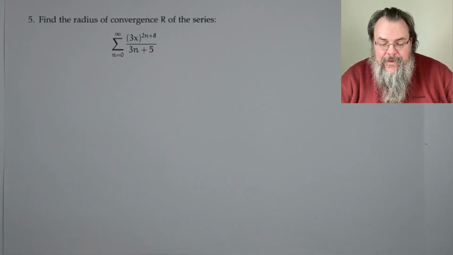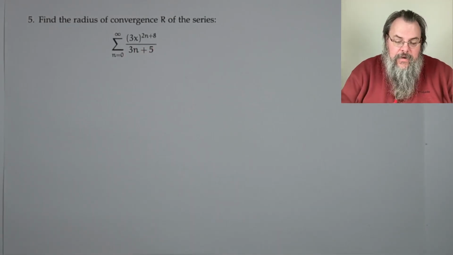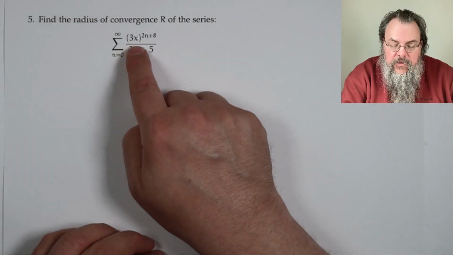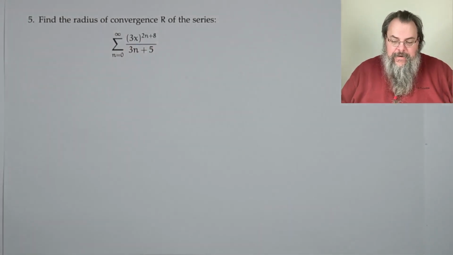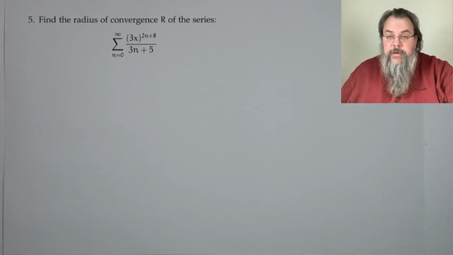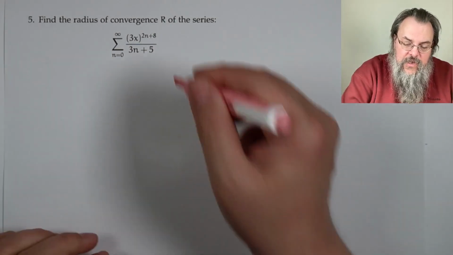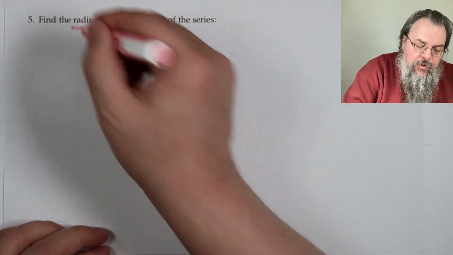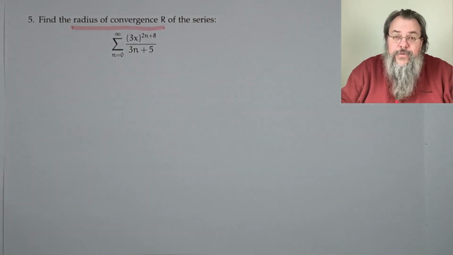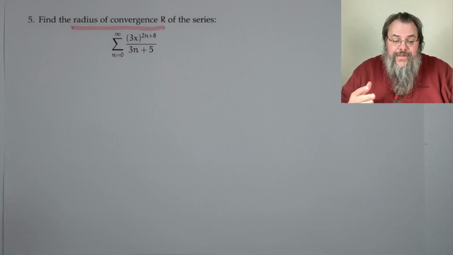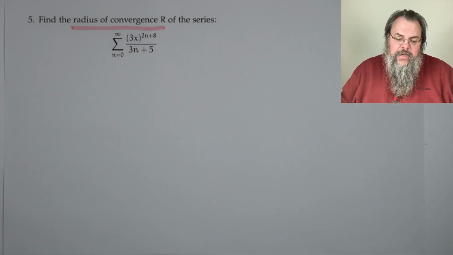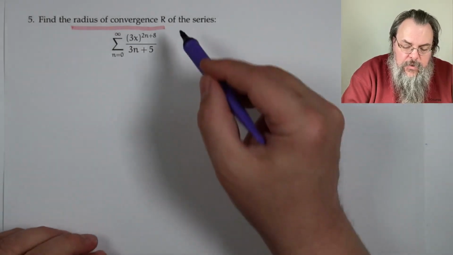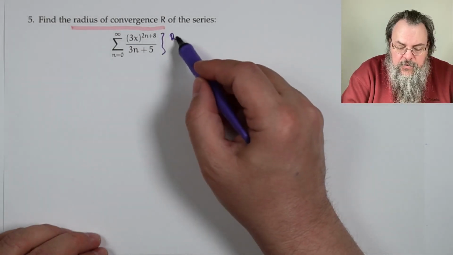Find the radius of convergence r of the series 3x to the power of 2n plus 8 over 3n plus 5. All right, so when we're after radius of convergence, we really just have to use either a root test or a ratio test. That's it. We always use root test or ratio test for radius of convergence. Which one are we going to go with here? Root versus ratio.